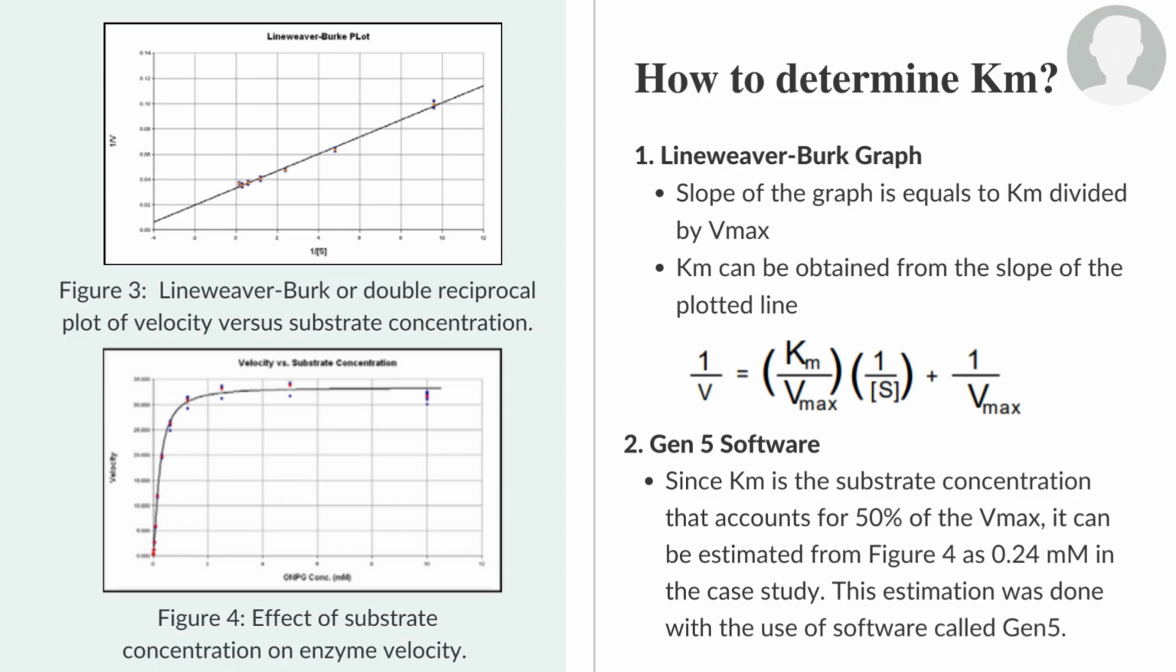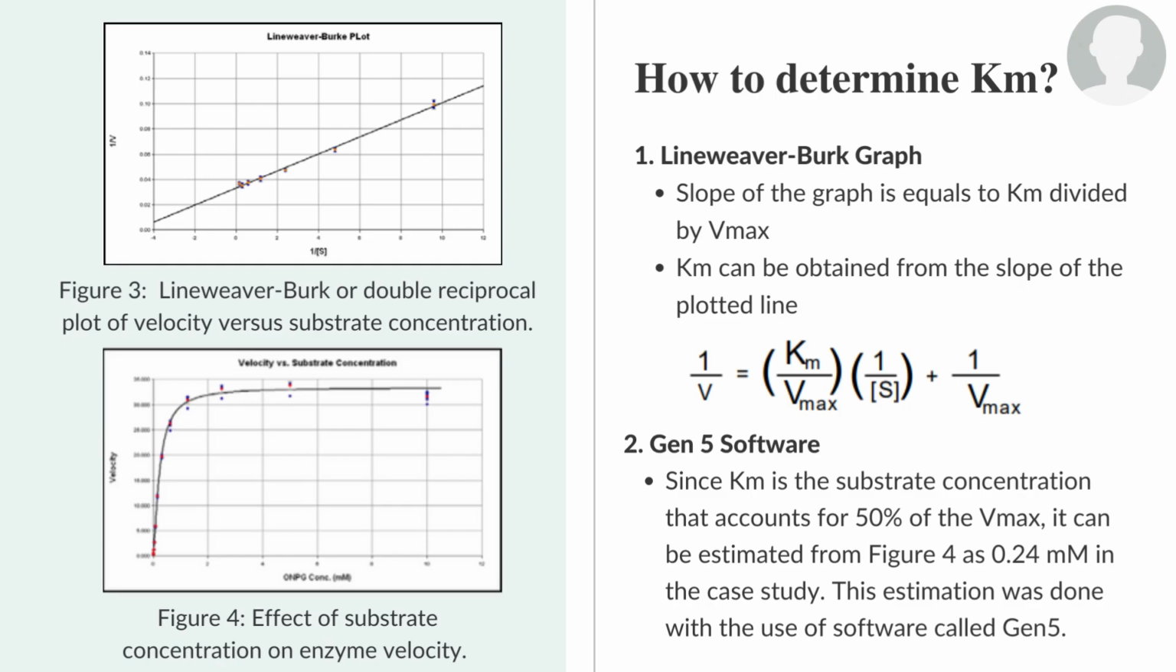As shown in figure 3 on the left, it is plotted using experimental data using the reciprocal of enzymatic velocity against the reciprocal of the substrate concentration. Using the equation shown here, the Km value can be calculated based on the slope of the plot, and the slope is determined by Km divided by Vmax, as shown in the equation here. In the case study, the Km value is calculated as 0.3449 millimolar.